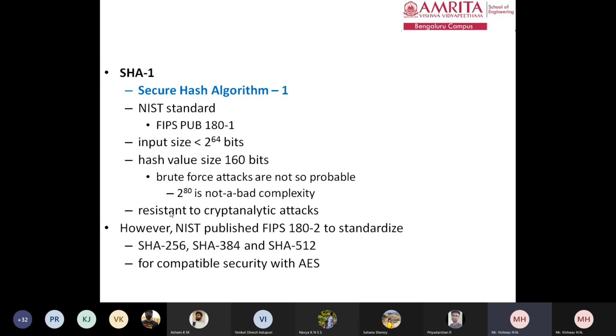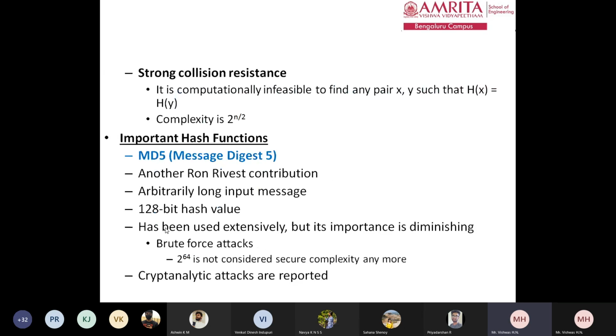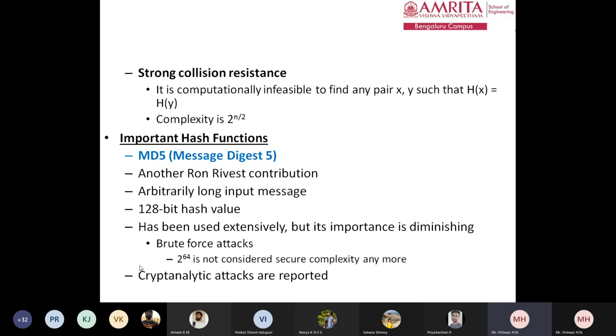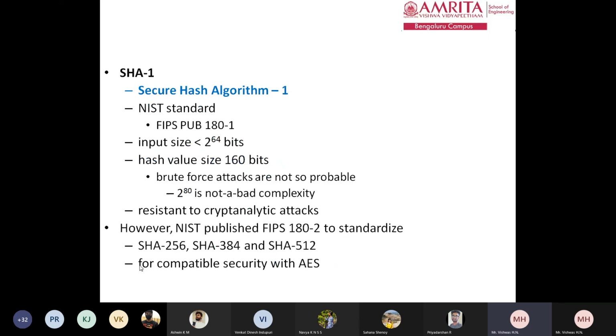Brute force attacks are not so probable. 2 to the power 80 is not a bad complexity. Is that clear? The complexity to find the hash code using a brute force attack is 2 to the power 64, which is a very big number, for MD5, and for SHA it is 2 to the power 80. The major reason is that hash value size differs: for MD5 it is 128 bits, and for SHA it is 160 bits.